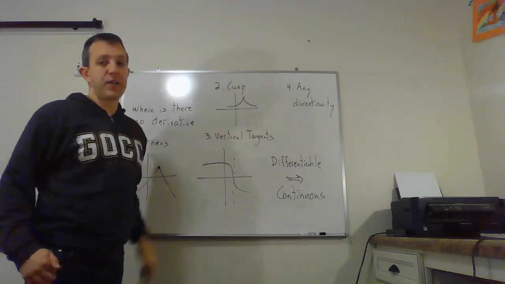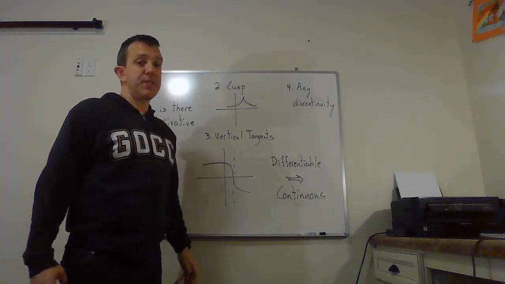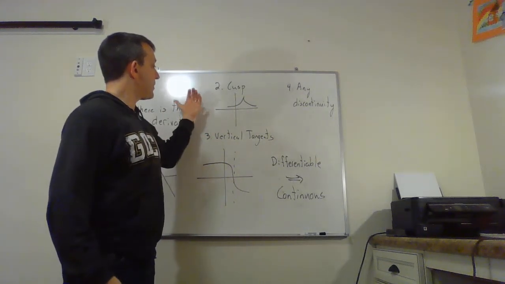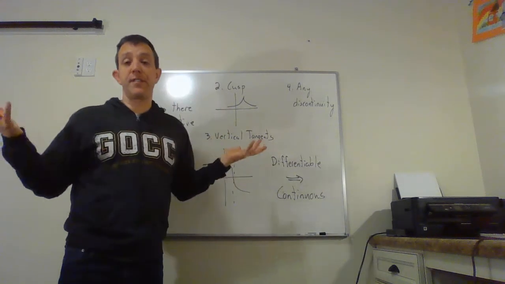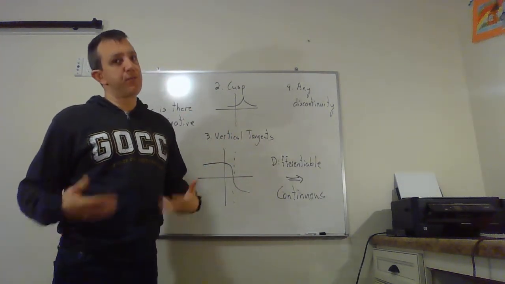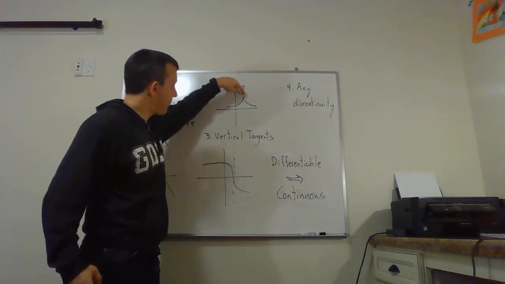Second, at a cusp. A cusp is when one or both sides actually have limits that are infinity for those slopes. And as we can see, it doesn't even matter that they're different. Just the fact that either one of them is infinite ruins the derivative. It means you don't have a slope at that point, right up here.